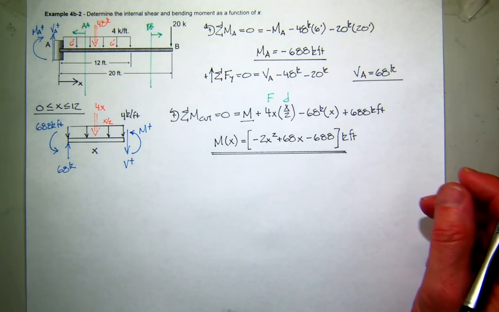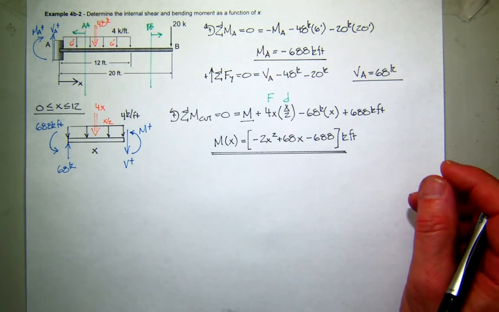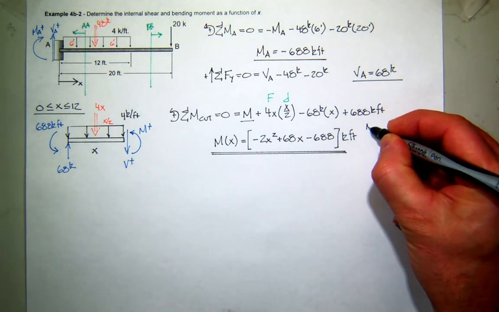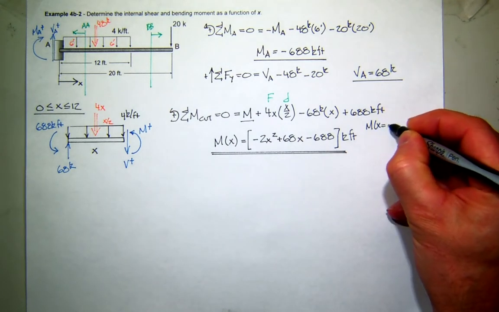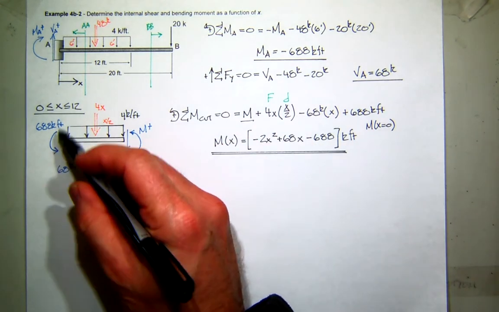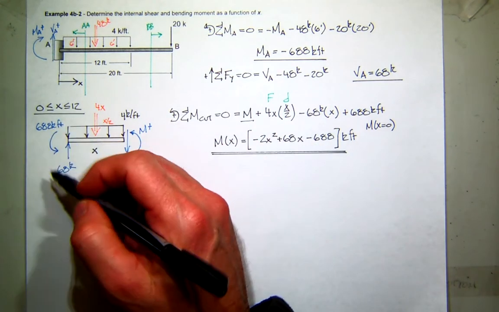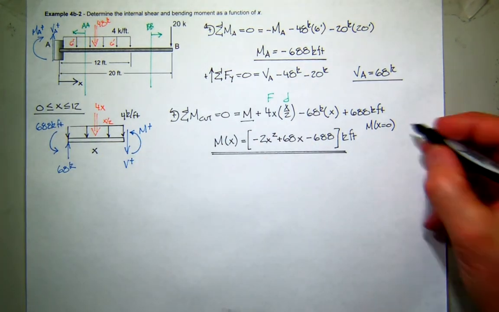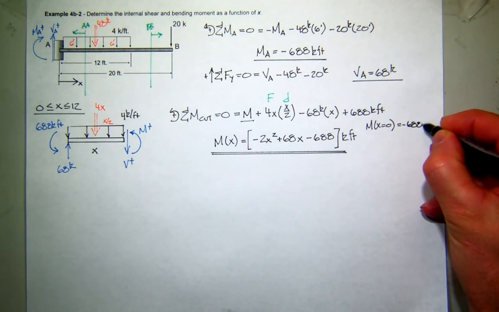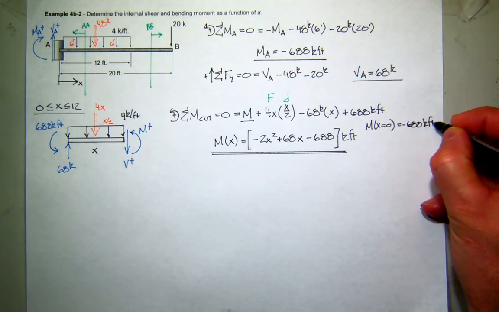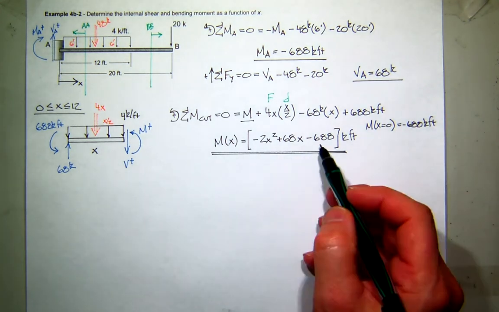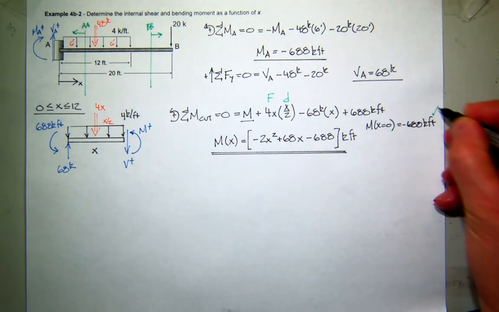Can I check that with anything? Do I know the moment anywhere? What is the moment at x equal 0? What's that moment right there? Positive or negative bending moment? That's a negative bending moment. Does my equation give me that value when x is equal to 0? Yes, it does.